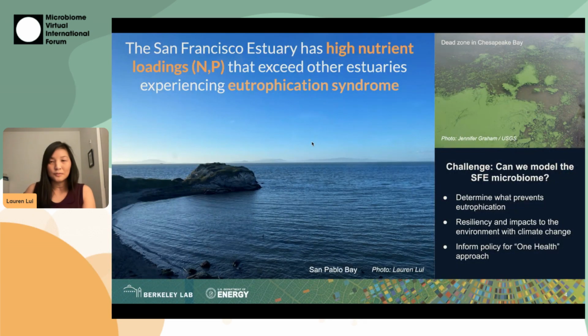One of the things of concern for this estuary is that because of all of these nutrients flowing in from the wastewater treatment plants and agricultural runoff, it has really high nutrient loading. When estuaries have this high nutrient loading, it can lead to eutrophication. Basically the algae grows, the water becomes hypoxic, and then it kills everything in the water. We're not quite sure why the estuary is not experiencing eutrophication, but it's one of the things of interest. And we want to prevent this so we can help manage the estuary.